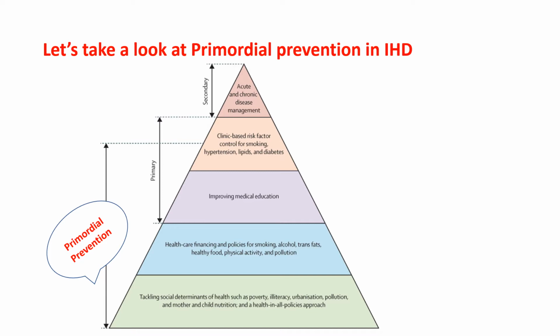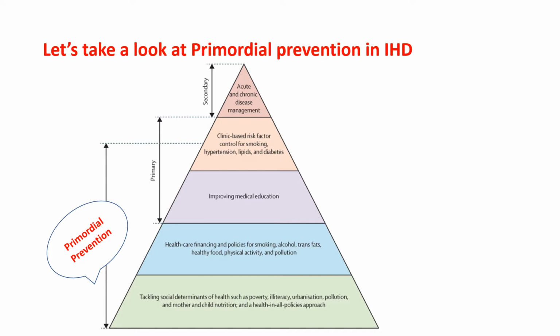But when we are tackling the social determinants of health, which indirectly contribute to the causation of the disease, such as poverty, illiteracy, urbanization leading to overcrowding, pollution, poor mother and child nutrition, and a health in all policies approach, as well as healthcare financing and policies for smoking regulations, alcohol consumption, trans fat consumption, more and more shift towards healthy food, increased physical activity, refraining from all pollution causing activities, as well as continuously improving awareness and behavioral change.